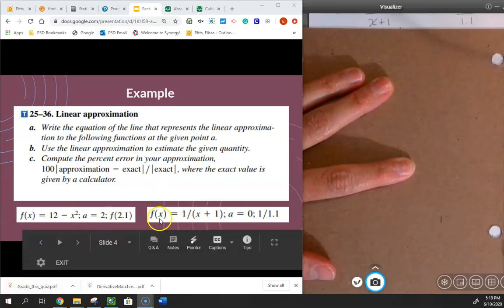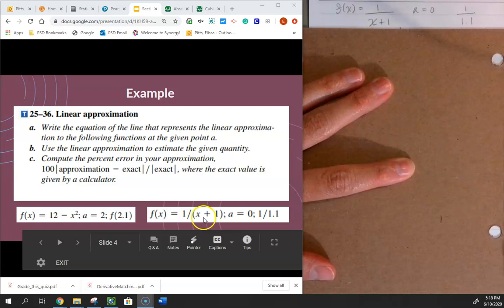So this next problem, f of x is equal to 1 over x plus 1, and a is equal to 0. And then they want us to approximate 1 over 1.1. So they don't tell us the x value. They don't say f of an x value. They want us to approximate what this is, and we'll deal with that in a second.